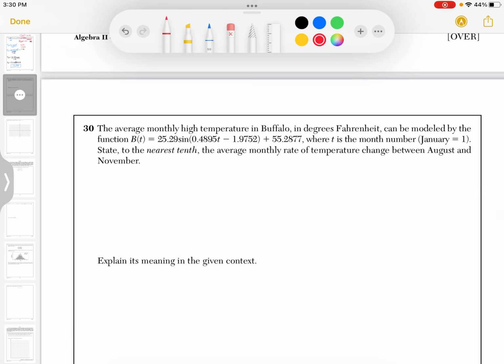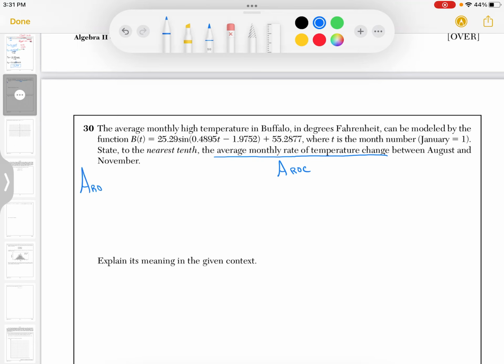Okay, this question, so much work is involved. It says the average monthly high temperature in Buffalo in degrees Fahrenheit can be modeled by the function, where T is the month number, where January equals 1, February is 2, and so on. State to the nearest tenth the average monthly rate of temperature change between August and November. So this right here, average monthly rate of temperature change is AROC.